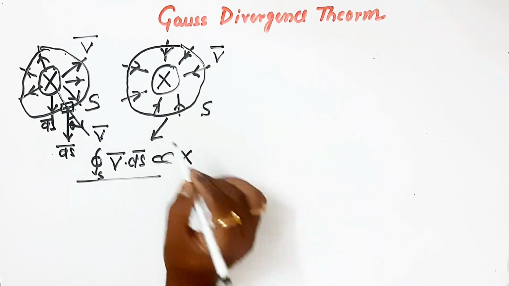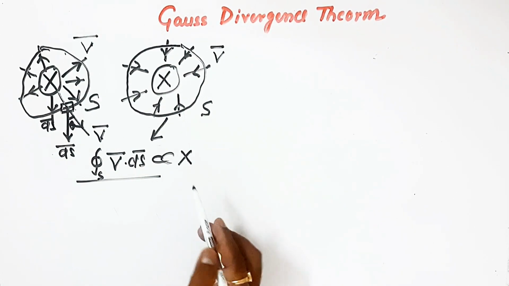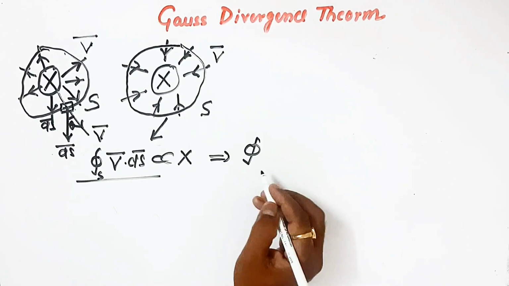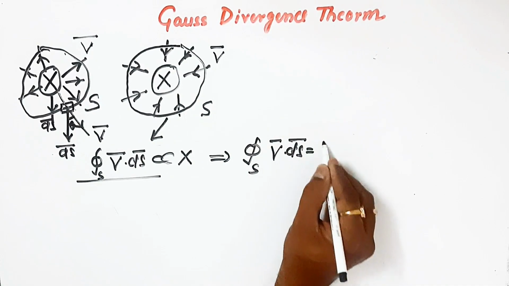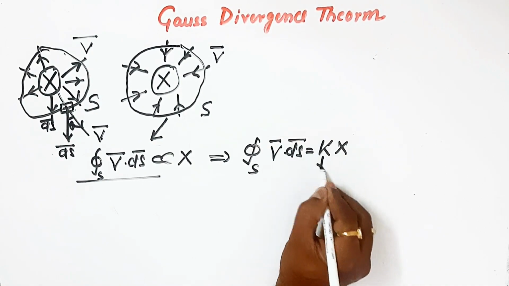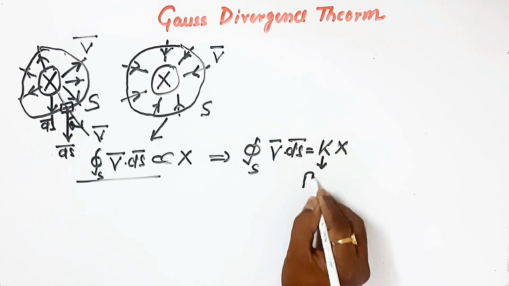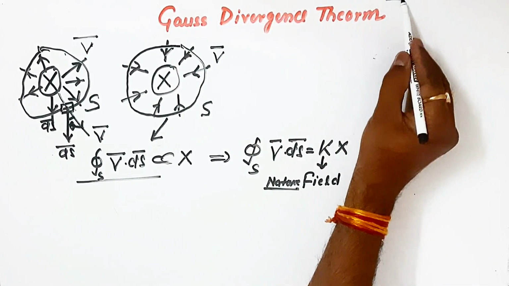Similarly, the case here also. Here also you can integrate all over the surface. This must be proportional to the source X. This implies that the overall flux, meaning the closed surface integral of V dot dS, must be equal to KX. K is the constant that is decided by what type of field you are taking under consideration, so it depends upon the nature of the field. So this is the mathematical theorem that I wanted to discuss.